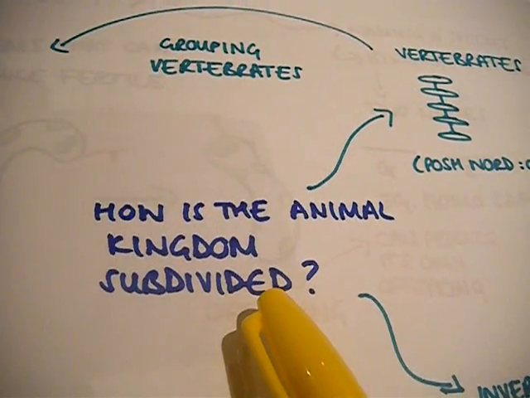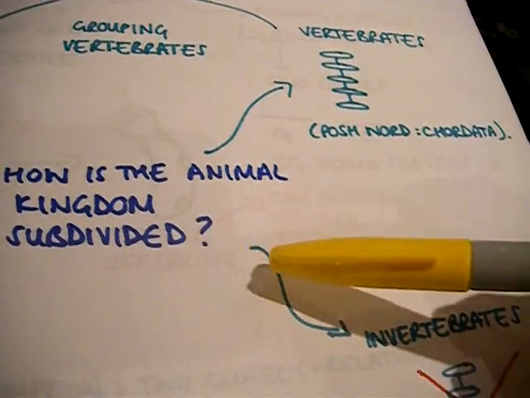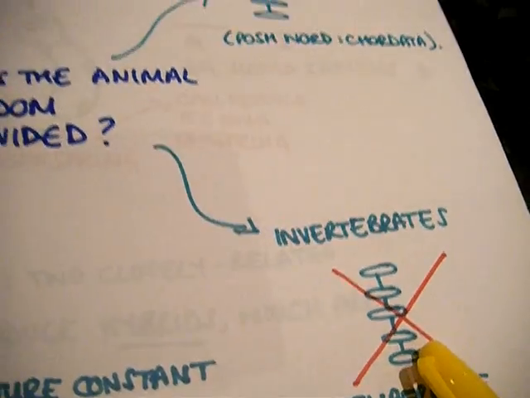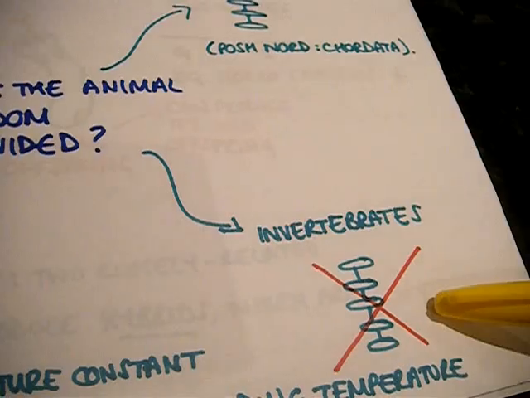We've subdivided it one way. The next thing would obviously be to say, no, it doesn't have a backbone and therefore it's called an invertebrate. So within the animal kingdom we have vertebrates, chordata and invertebrates.